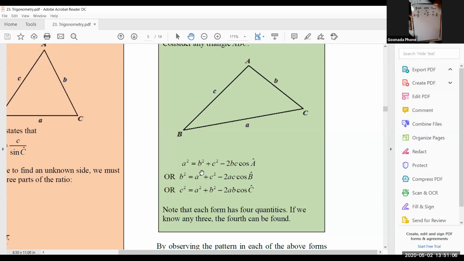An easy way to remember this: BC, BC. All of them is minus 2, minus 2, minus 2, right? So if it's BC here, then it's BC here. If it's AC here, then it's AC here. If it's AB here, then it's AB here. And it's always cos whatever is in the front here. So if this is A, it's cos A. If this is B, it's cos B. If this is C, it's cos C. Everybody cool with that?